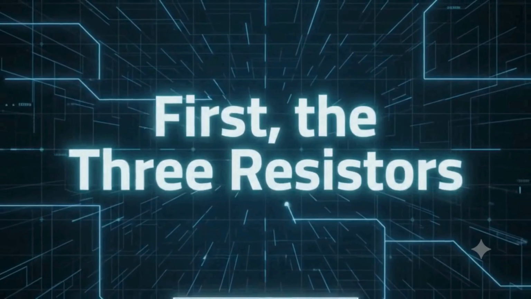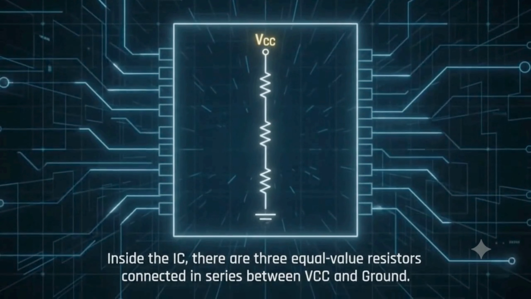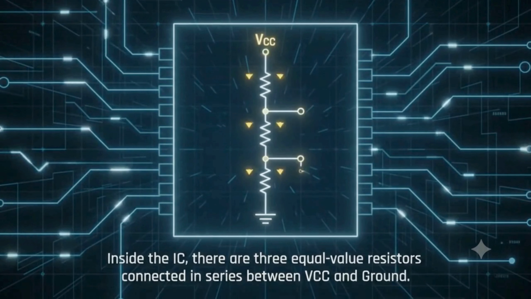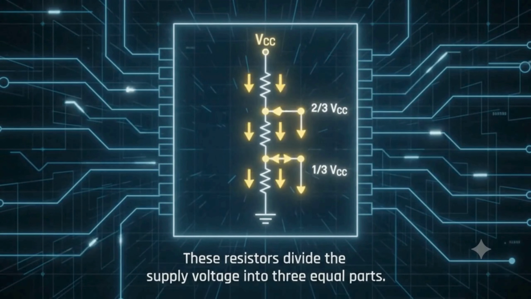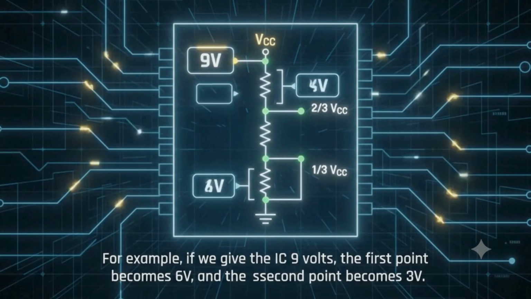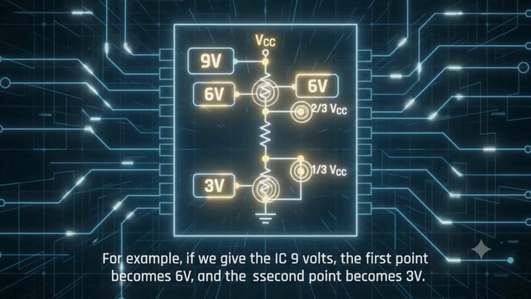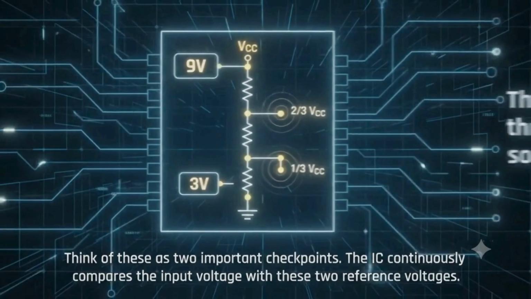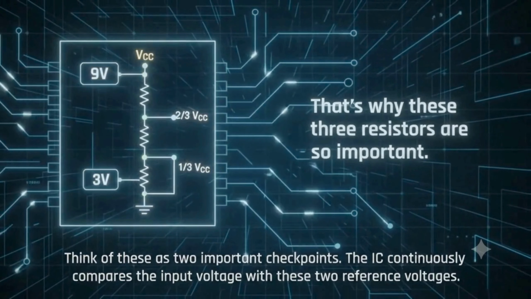Let's see first the three resistors. Inside the IC, there are three equal value resistors connected in series between VCC and ground. These resistors divide the supply voltage into three equal parts. For example, if we give the IC 9 volts, the first point becomes 6 volts, 2/3 of VCC, and the second point becomes 3 volts, 1/3 of VCC. Think of these as two important checkpoints. The IC continuously compares the input voltage with these two reference voltages. That's why these three resistors are so important.